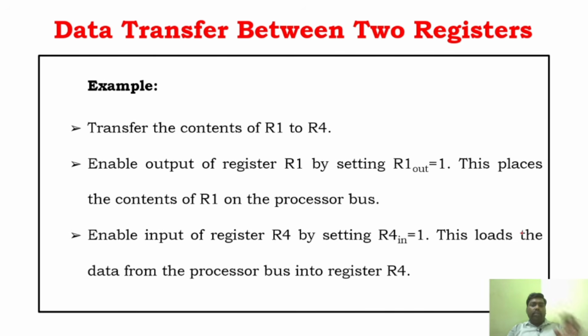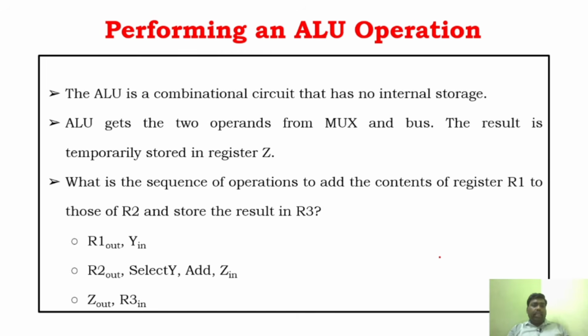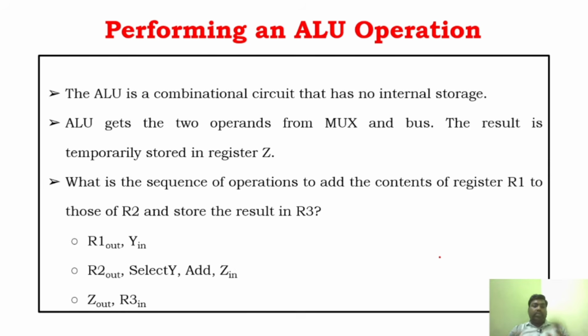Now this is another piece of information which I have already said. If you want to move data from R1 to R4, what you have to do is enable R1 out and then enable R4 in, right? That is the example we have already seen, and all this explanation I have already given, okay? Now we will see about ALU operation, how the ALU will execute the operation. We will take a simple ALU operation, that is, the add operation, okay?